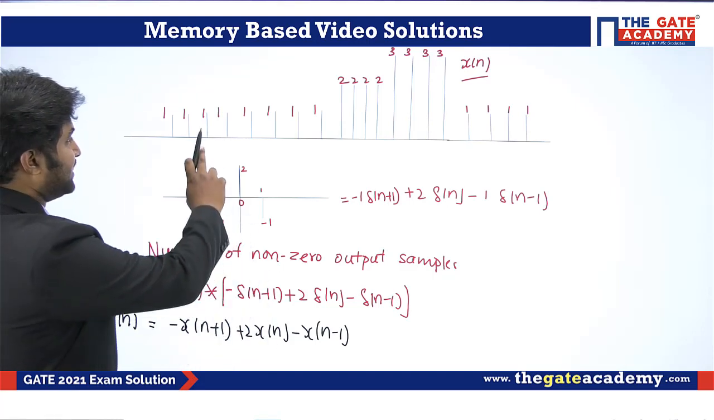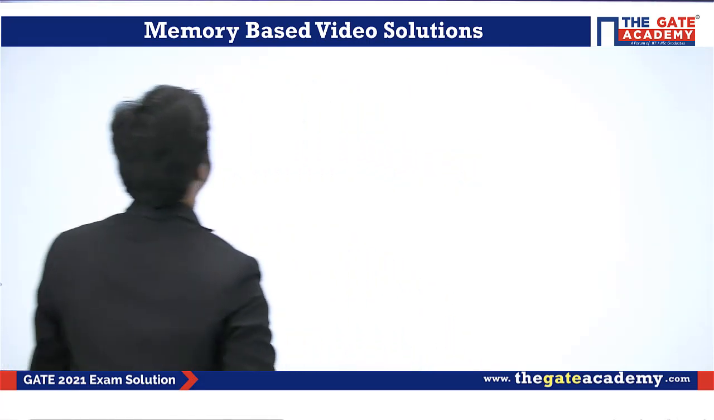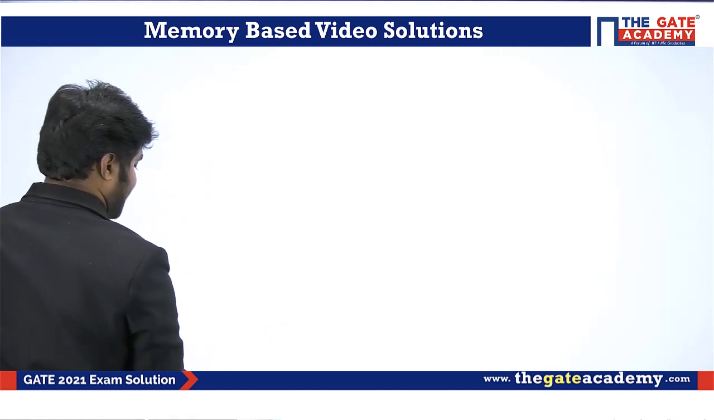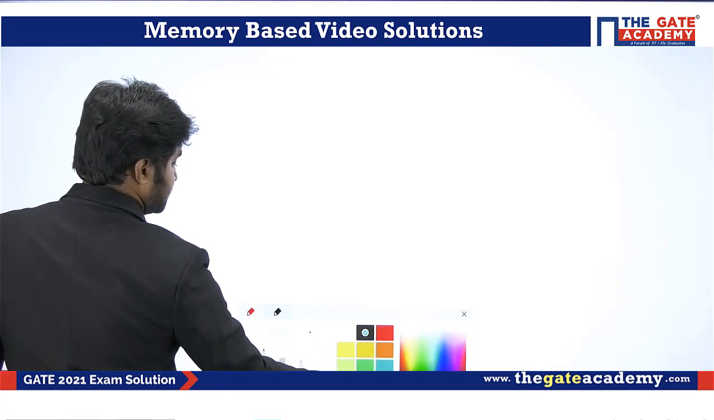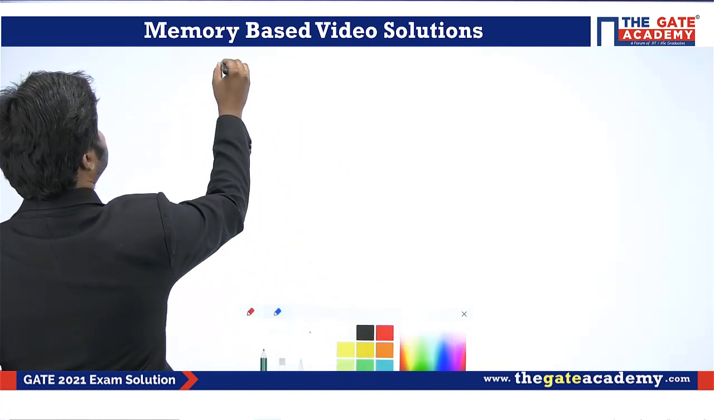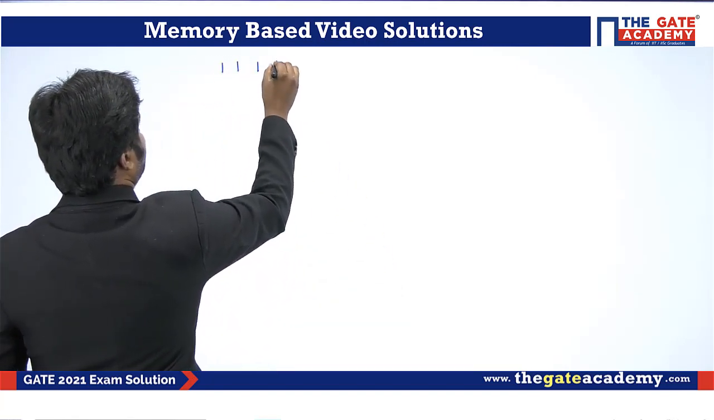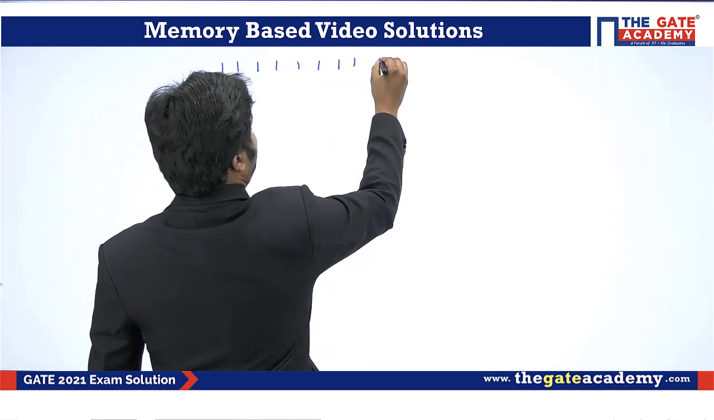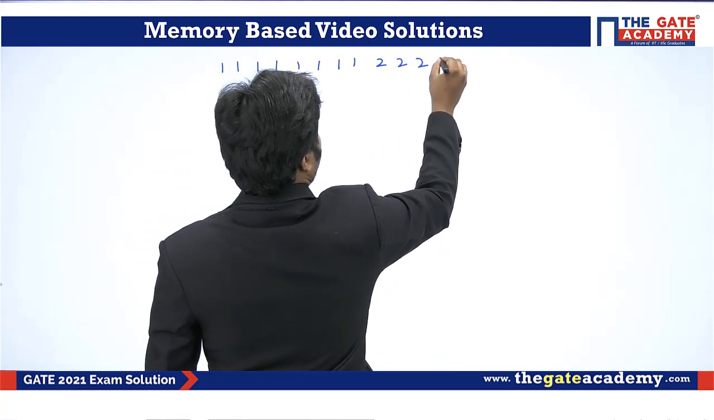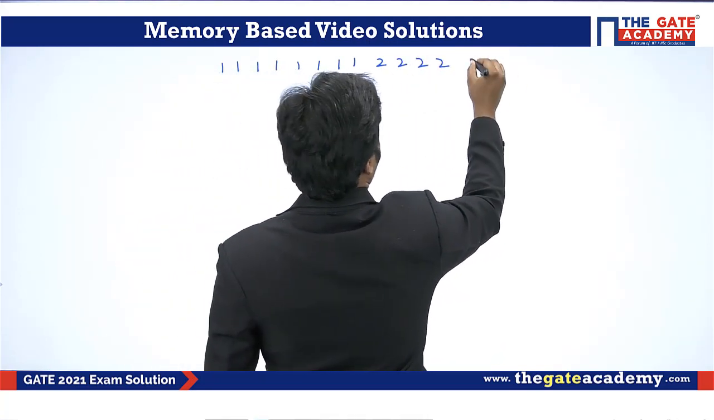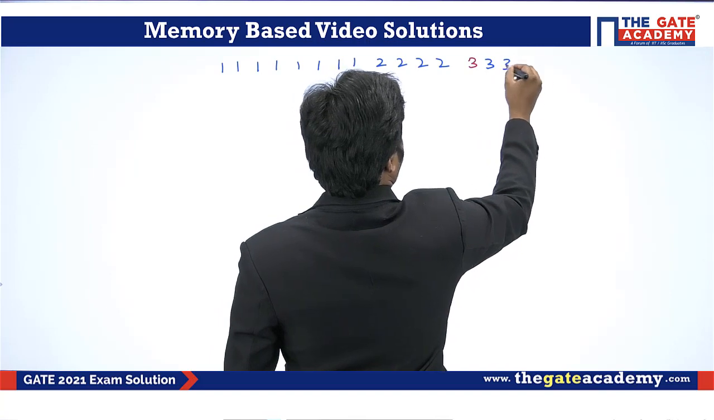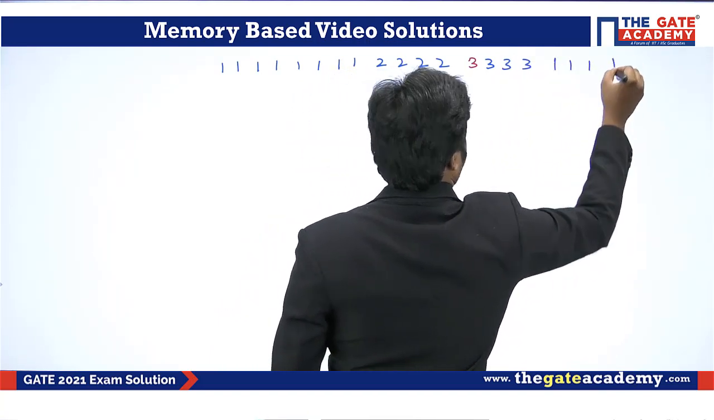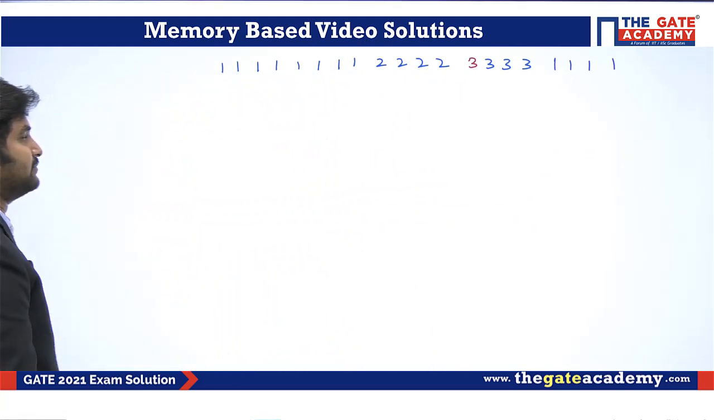Let us represent this. Let me represent the samples; I'm just writing the sample values of x of n in the form of a sequence. So x of n, let us say 1, 2, 3, 4, and then you have 2, 2, 2, 2, and then you have 3, 3, 3, 3, and then you have 1, 1, 1, 1. Correct? So these are the sample values which are given to us.